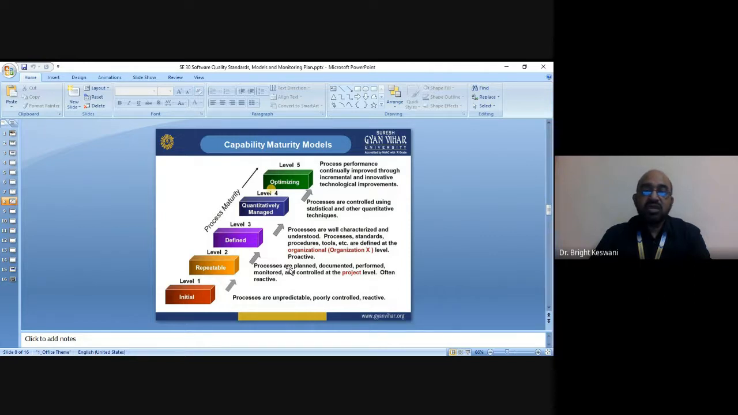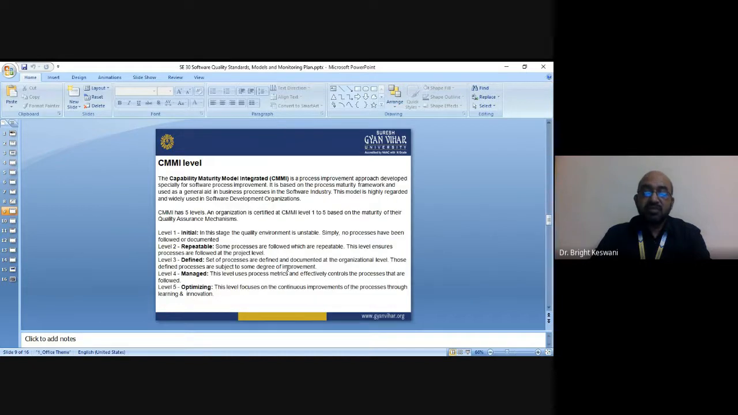So there are five levels in the capability maturity model, and the quality improvement concept also has five steps. First step is to understand the environment and current processes. Second is to set goals for performance improvement. Thirdly, choose component processes.